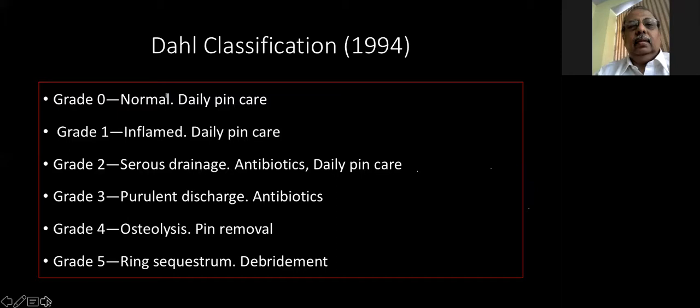So in grade 1, daily pin care is all that is necessary. Grade 2, pin care plus antibiotics. Grade 3, antibiotics and pin care. The indication for removal is usually the loosening of the pin, that is following osteolysis, and the presence of ring sequestrum.